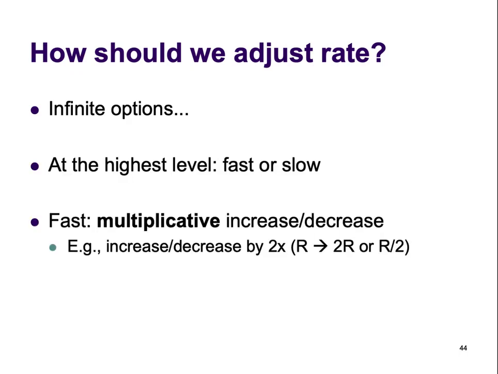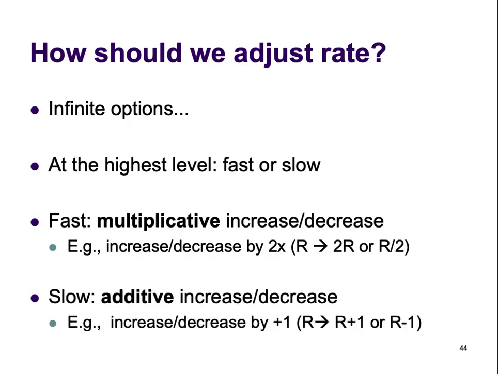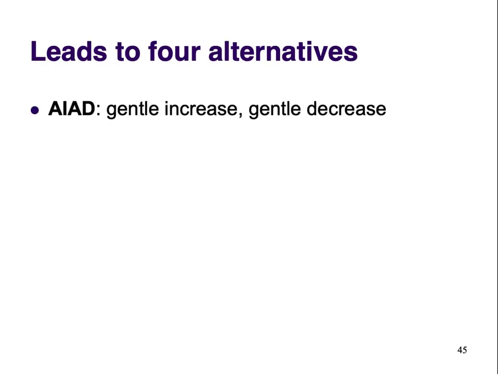And the two canonical approaches are either you increase or decrease multiplicatively, which means you increase or decrease by, let's say, 2x or 3x. So whatever my rate was now, I'm going to double it in the next iteration. Or I'm going to cut it by half in the next iteration. Or a slow increase or decrease would be to add or remove a constant amount. So I add, for example, +1 to my rate, or I remove +1 from my rate. So this gives us 4 design options based on how you're increasing or decreasing.